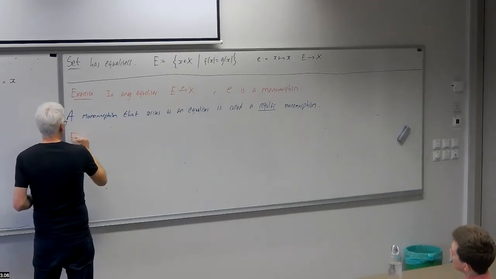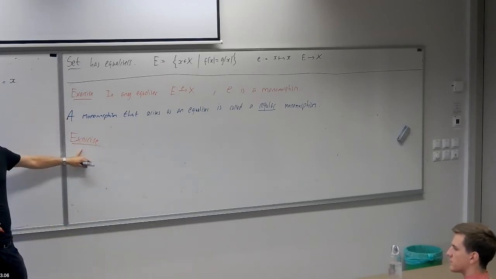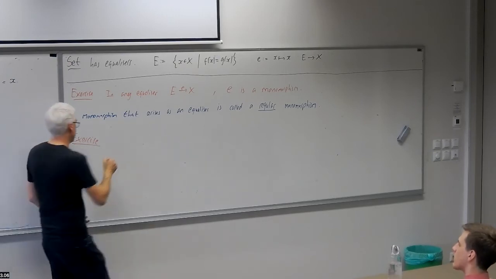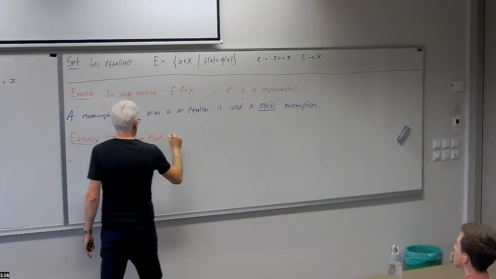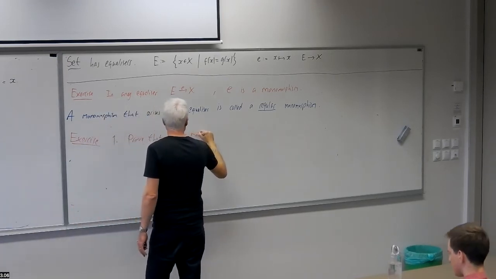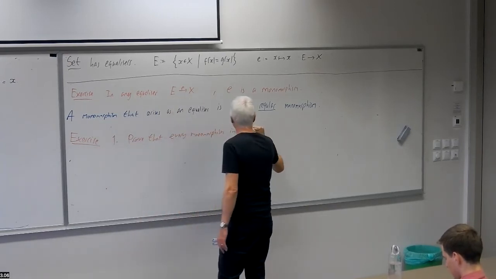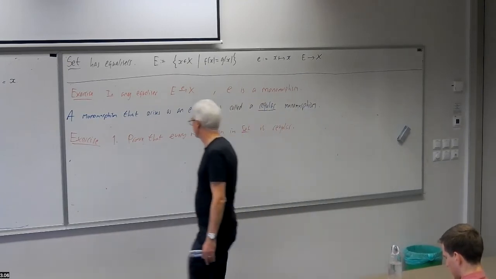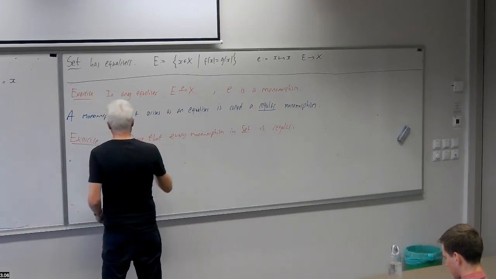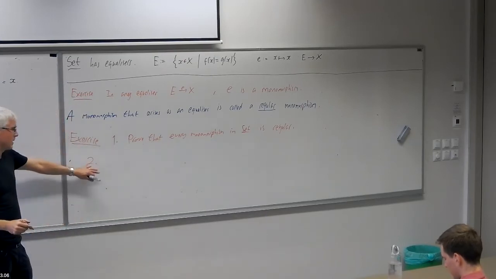And I just want to mention two facts about this. In general, it's not true that every monomorphism is regular, but in the category of sets, it is true. So the first exercise is to prove that every monomorphism in Set is regular. The proof should be implicit because it's an exercise.